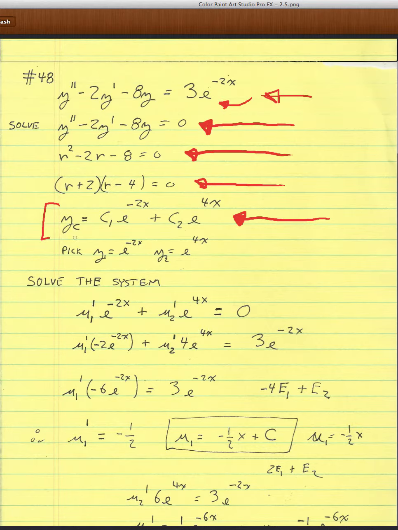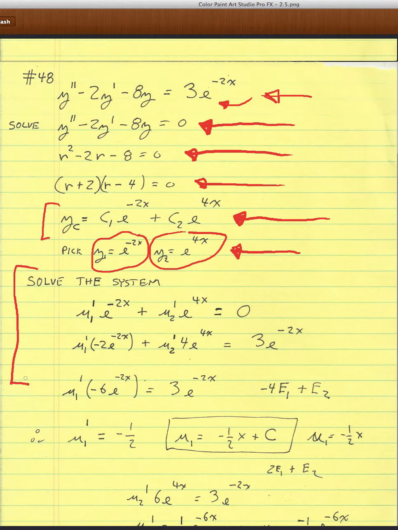Oh, this is a little technical. So I'm going to pick y1. If you read through this technique, we need to find two linearly independent solutions. So I'm picking, well, c1 equal to 1 and c2 equal to 2 for my example. So I'm picking y1 is e^(-2x), and y2 is e^(4x). Okay. Now, for this technique, what we do is we form a system of equations.